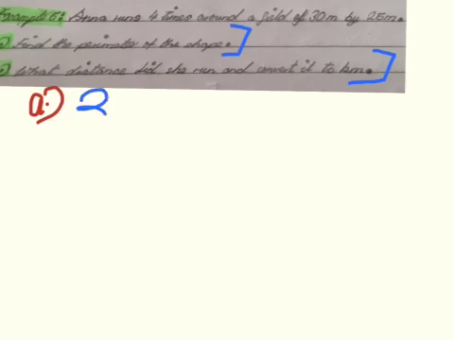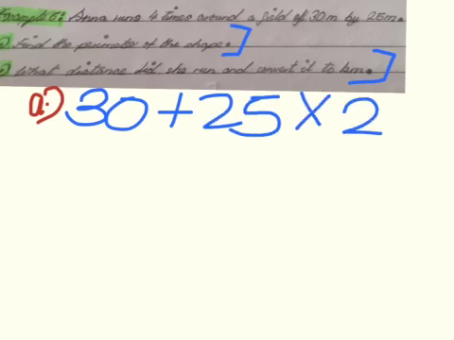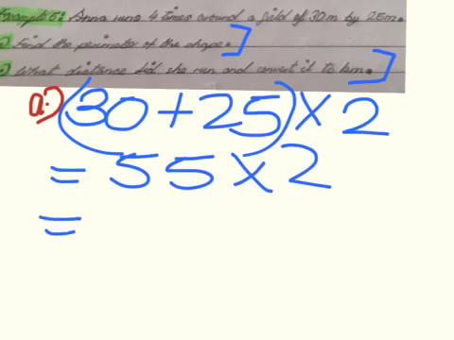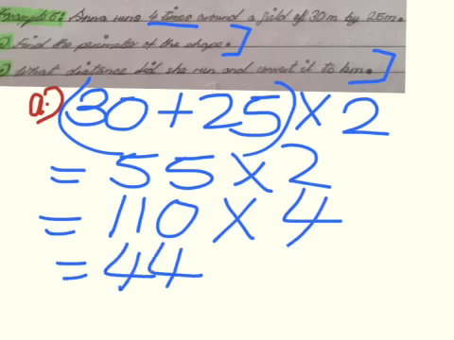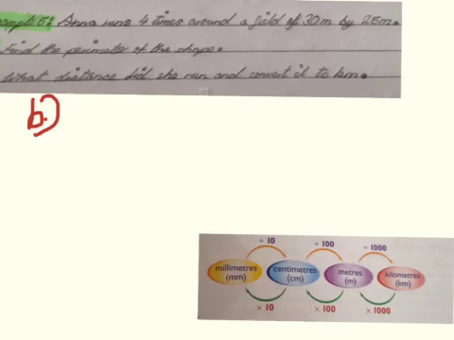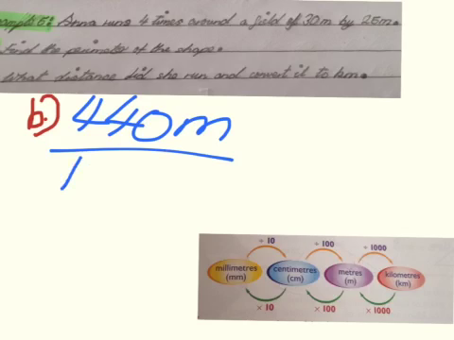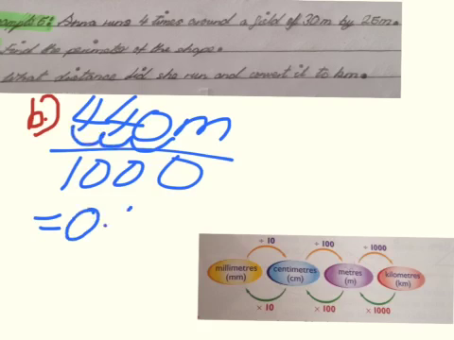It is 30 plus 25 times 2. So 55 times 2 gives us the answer of 110. However, it says times it by 4. So it is 440 meters. The next one is, what distance did she run? She ran 440 meters, and converted into kilometers will be divided by 1000. The answer will be 0.44 kilometers. And that's the answer.